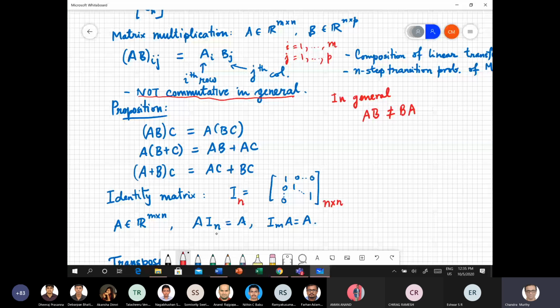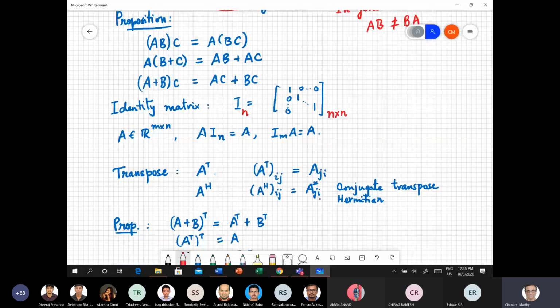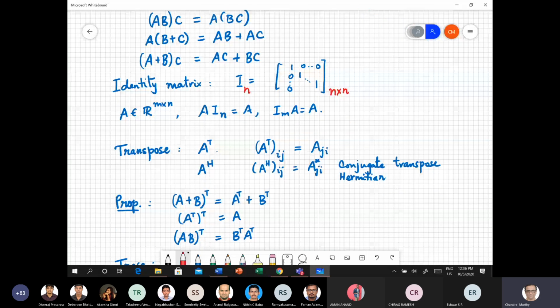Transpose: taking the transpose of a matrix simply switches the rows and columns. So the ijth entry of A transpose is the same as the jith entry of A. We also define the Hermitian of a matrix, or the conjugate transpose, where not only do you switch the rows and columns, so ij becomes ji, you also take the complex conjugate of the matrix. So (A plus B) transpose is the same as A transpose plus B transpose. The transpose of A transpose is the same as A.